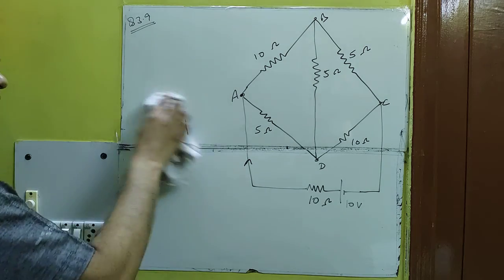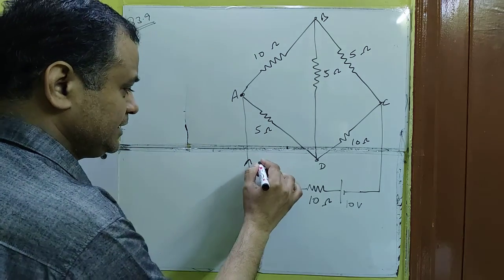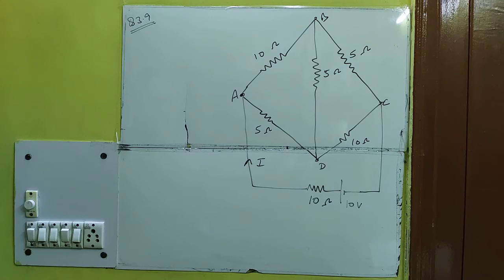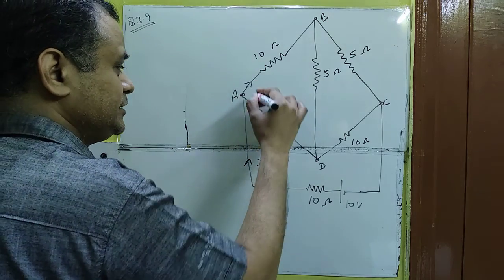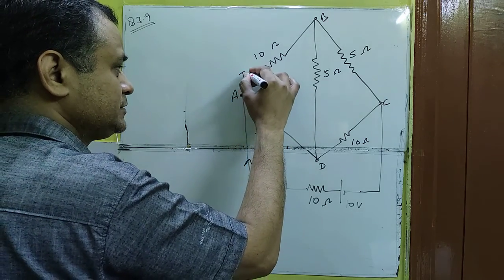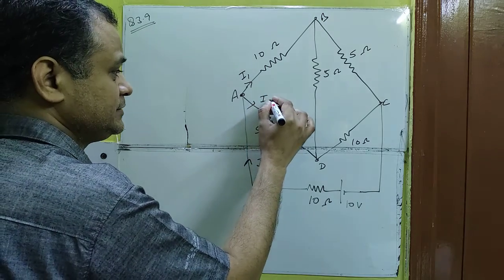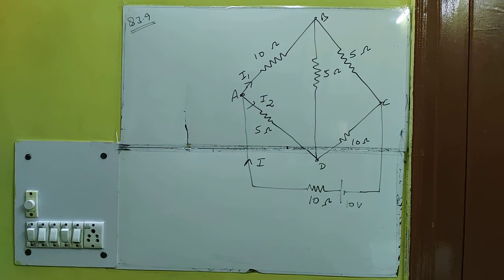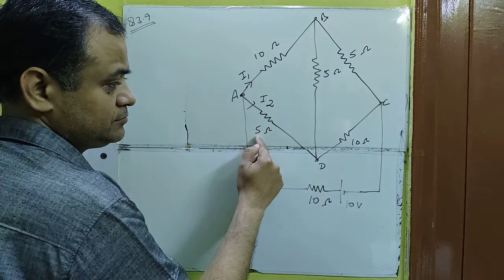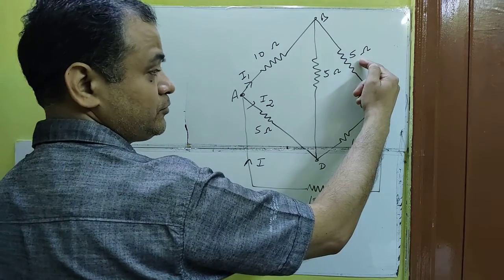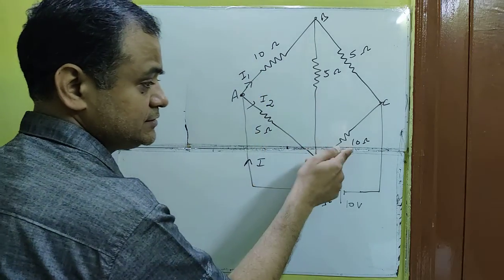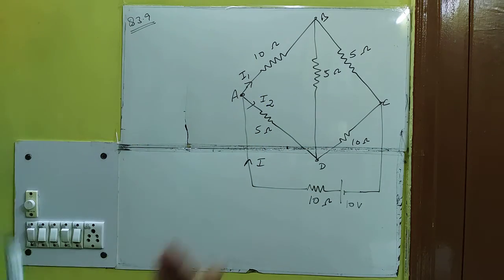So you assume that the current drawn by this cell is I, and this I reaches this point and divides into two parts. Here is I1 and here is I2. Okay children, now if you see the diagram, you will observe that here is a 5 ohm, and just opposite of it here is also 5 ohm, 10 ohm, and this is a 10 ohm. So this is a mirror image question.